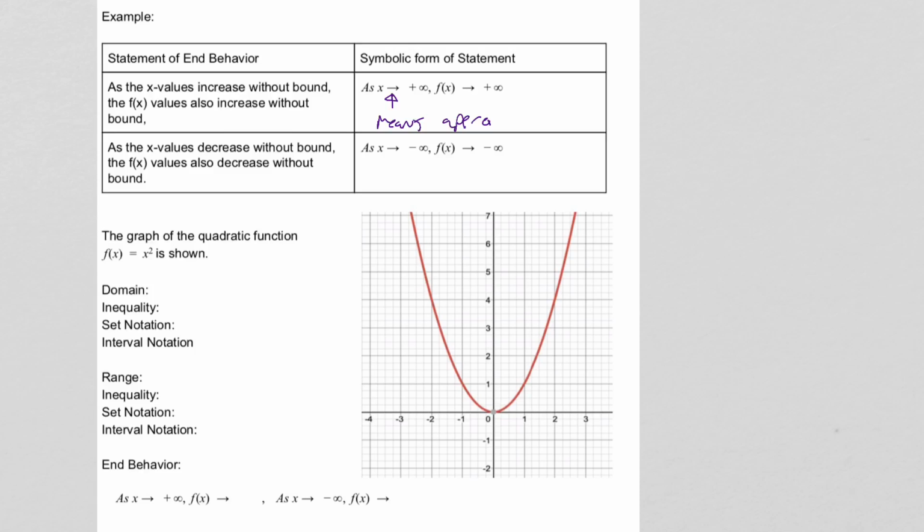And those of you that had me before know I cannot spell very well. I'm much better at math than I am at spelling.